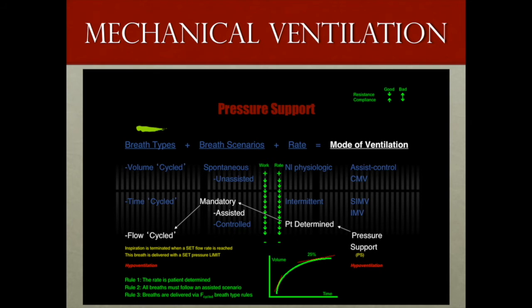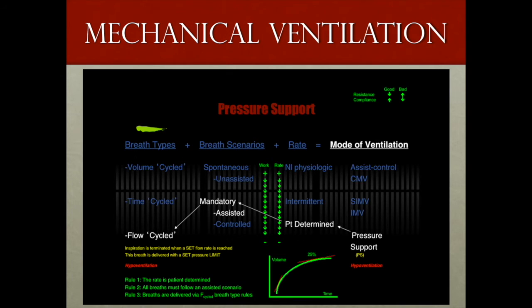Again, this is done so in the presence of a pressure limit. Again, because this flow cycle breath type is pressure limited, it is associated with a risk of hypoventilation as compliance changes pathologically in patients. For pressure support, your 3 rules are going to be that for your rate, the rate is going to be patient determined, which means that you need a patient who is able to generate their own sufficient physiologic respiratory rate. All breaths are going to be assisted, which means that if they attempt to breathe, the machine will assist them. There's no unassisted breathing in pressure support, unlike in IMV or SIMV.